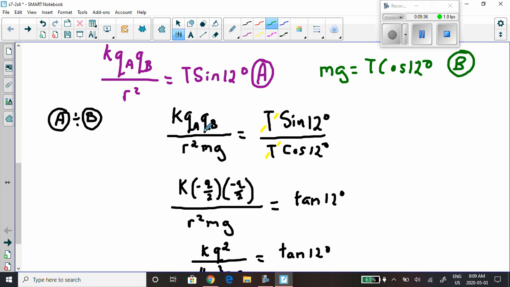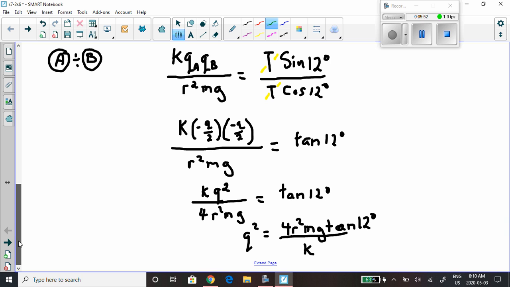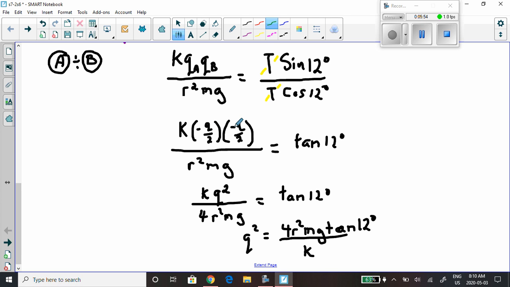And what did I do here? Look what I did here. Oh, I remember what QA is. QA is negative Q over 2. I remember what QB is: negative Q over 2. So I plugged in what those charges were that we figured out. Then I multiply the negative q times a negative q, and I get a q squared. I multiply the 2 by 2, and I get a 4. So this whole side becomes k q squared all over 4 r squared mg. And I still have the tan 12 degrees here.